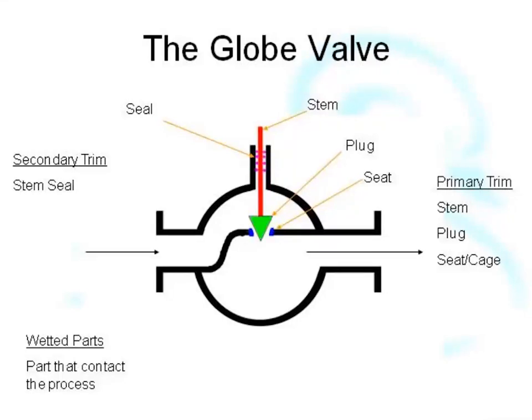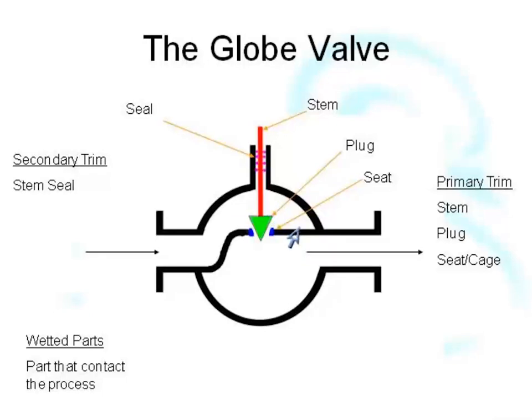Important things to note about the globe valve are, well, let's get my pointer. There's my pointer. Right. Most of it was casting. The bits that did the controlling, in this case a plug, a seat, and the stem, those bits are called the primary trim. And those are the bits that do the controlling. Anything that's left over, which normally consists of nothing much more than the seal, we call that the secondary trim.